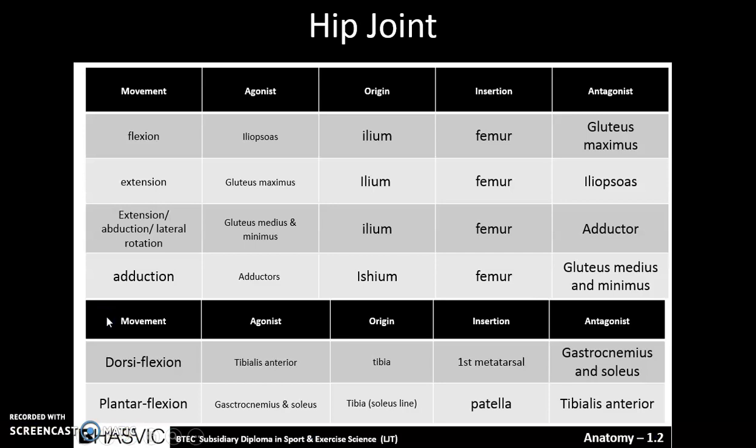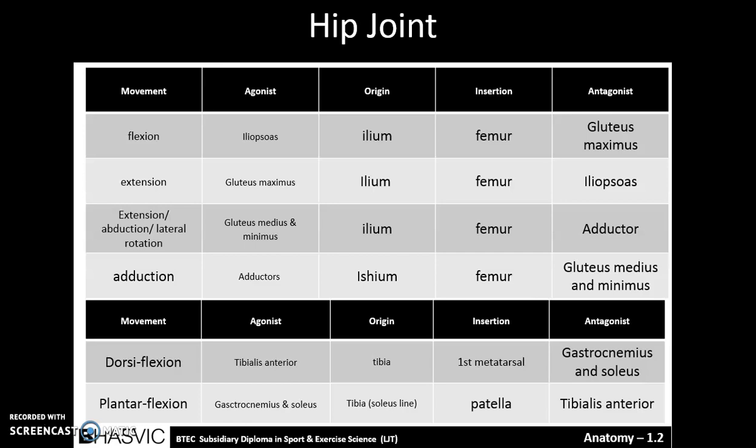The iliopsoas helps with flexion of the leg. It originates in the ilium, also a part of the pelvis, and it inserts at the femur. Its antagonist pair is the gluteus maximus. The gluteus maximus helps extend the hip. It also originates at the ilium and it also inserts at the femur.